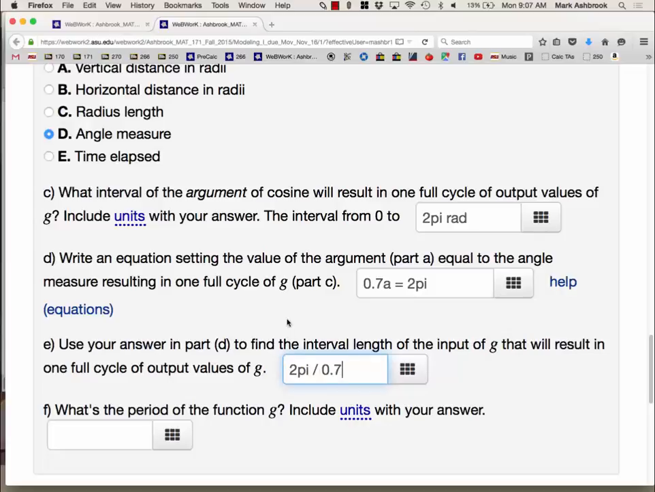It's what we just found, right? The period is exactly this. It's the interval of input that will result in a full cycle of output. They're describing the period right here. That statement right there is exactly the period of g by definition. So it's the same thing. That's what you just found.